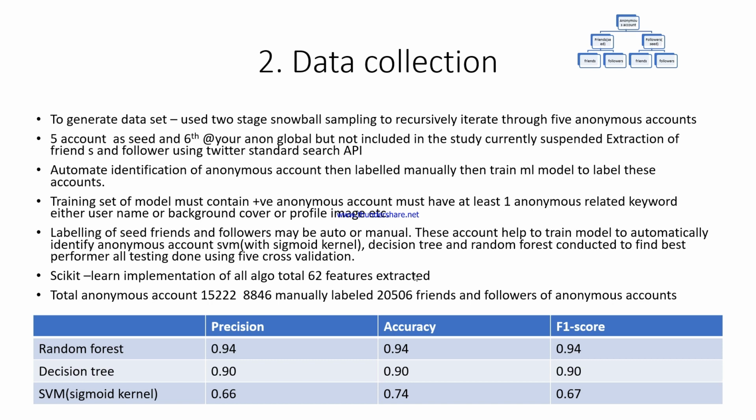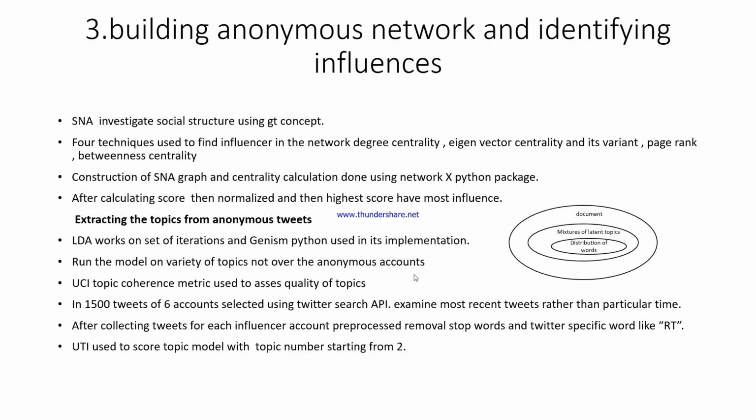Labeling of these friends and followers may be automatic or manual. First we manually find some of the anonymous accounts, then train our models, and after training the models we automatically find a number of accounts. In the given tables we found that random forest has the highest accuracy and precision, so this model works very well. Next is building the anonymous network and identifying the influence of users in the networks.